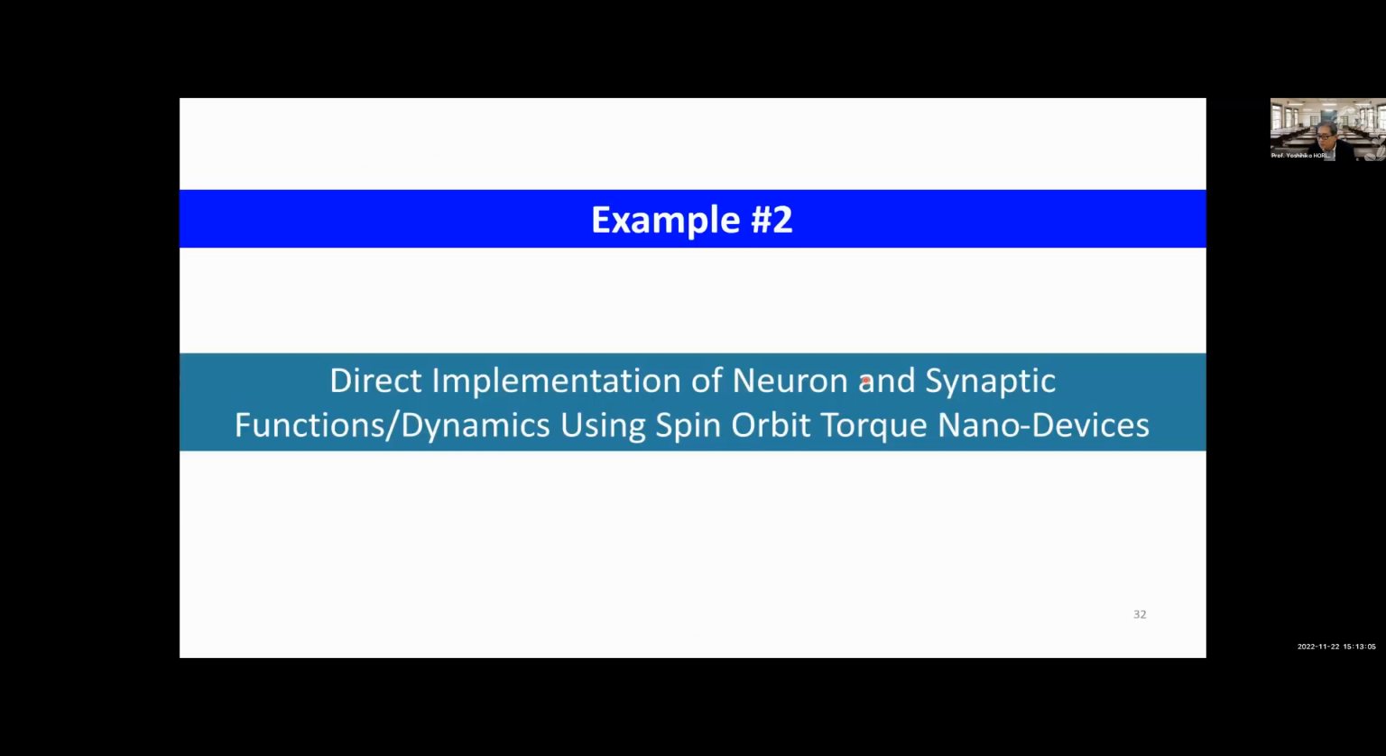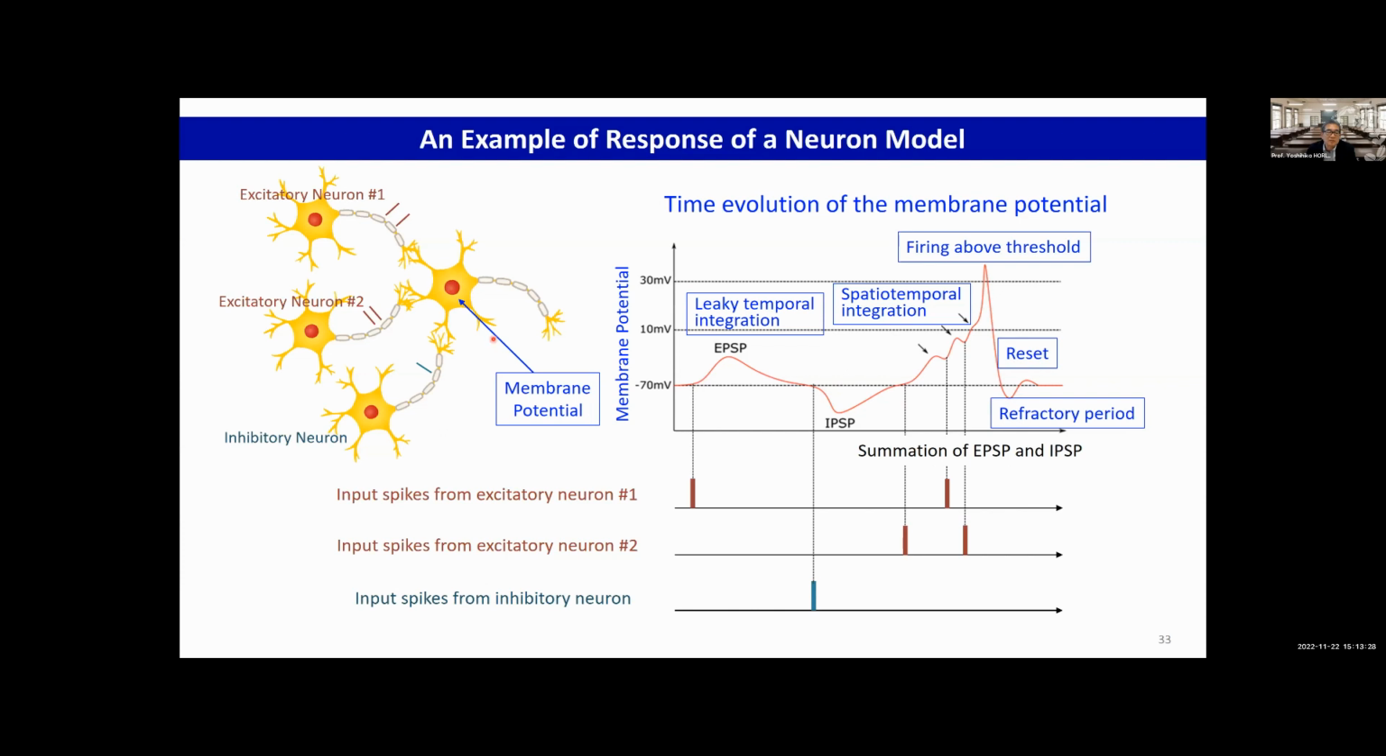Okay, so let's move on to the second example, which is a low-level approach for brainmorphic computing hardware, which is direct implementation of neuron and synaptic functions and dynamics using spin-orbit torque nano devices. Okay, let's look at a small example network here. We have two excitatory neurons and one inhibitory neuron connected to this neuron.